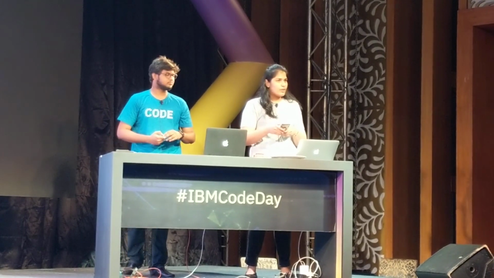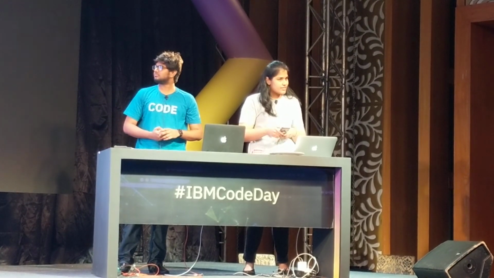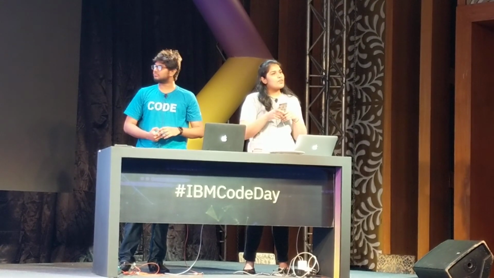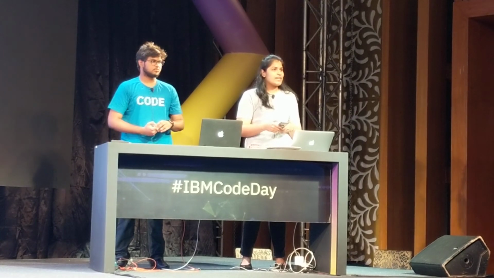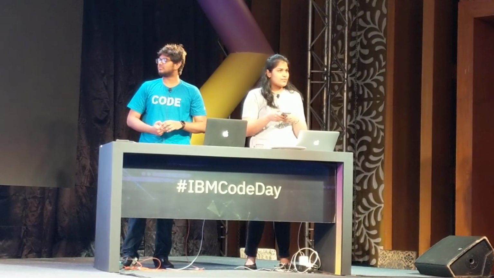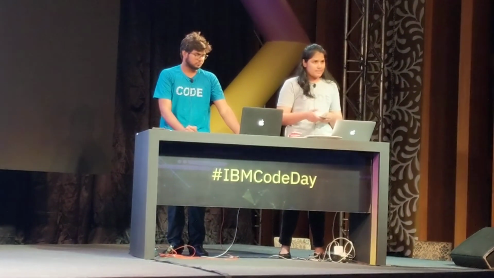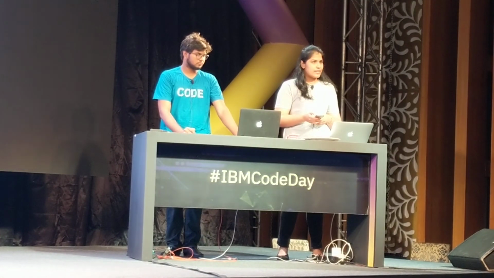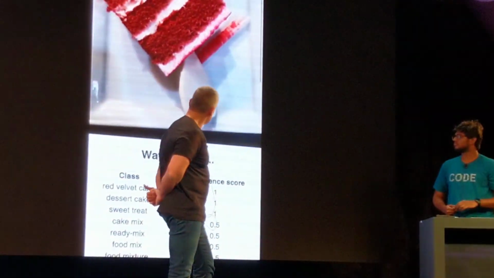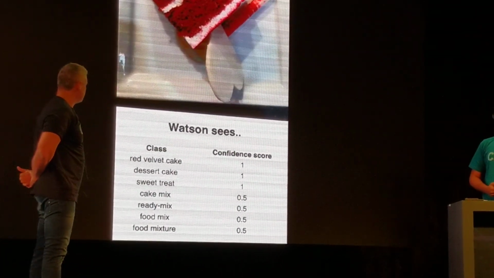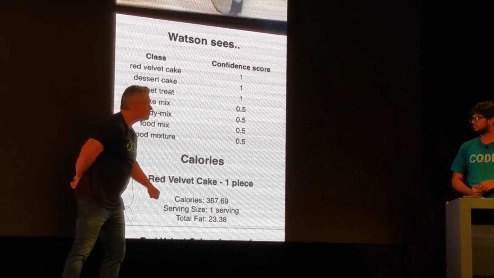So we have used Cordova, which is an open source mobile development platform. We have used Watson visual recognition, which does image recognition, where you can also train your content using machine learning. We have used Nutritionix API to get the nutritional information, which is the largest verified database of nutrition information. And we have used a Node.js app, which is server side, which calls the Watson visual recognition. So let's see what Watson has recognized over here. So it has come back with red velvet cake with 100% confidence score. And the calories associated with it is 367.